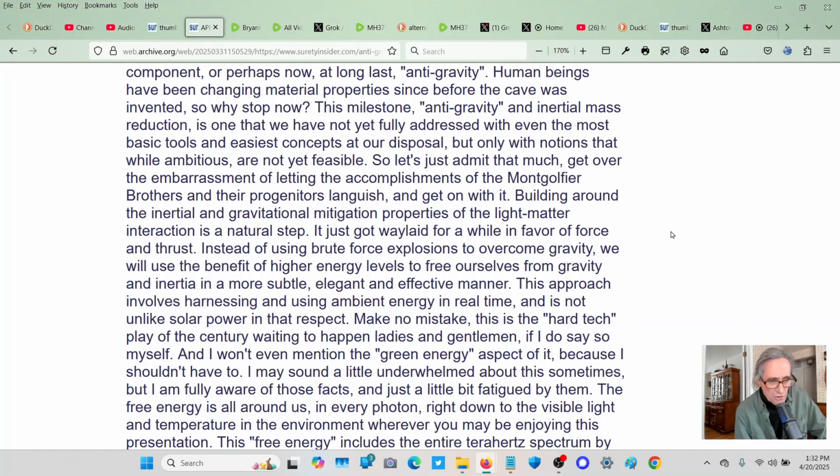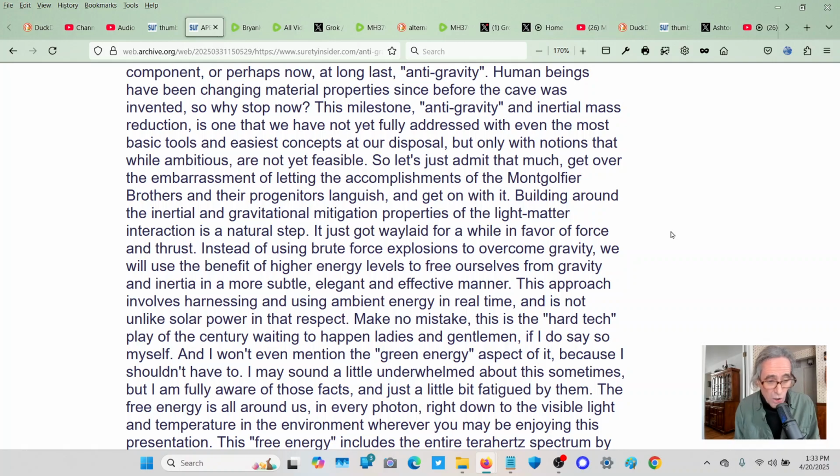Building around the inertial and gravitational mitigation properties of the light-matter interaction is a natural step. It just got waylaid for a while in favor of force and thrust. Instead of using brute force explosions to overcome gravity, we will use the benefit of higher energy levels to free ourselves from gravity and inertia in a more subtle, elegant, and effective manner.